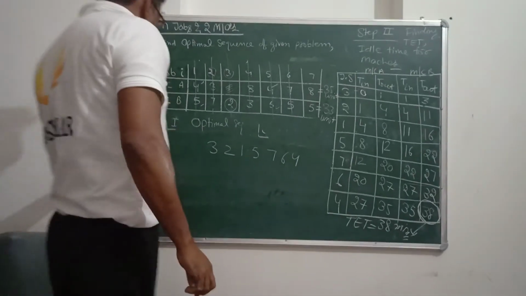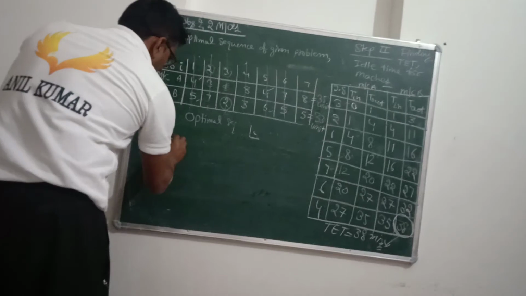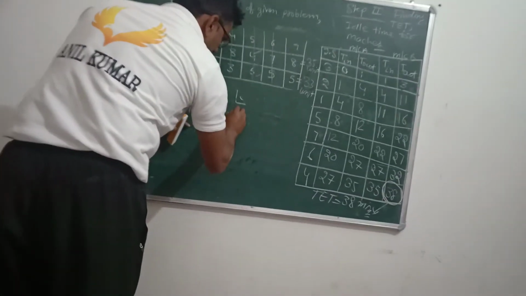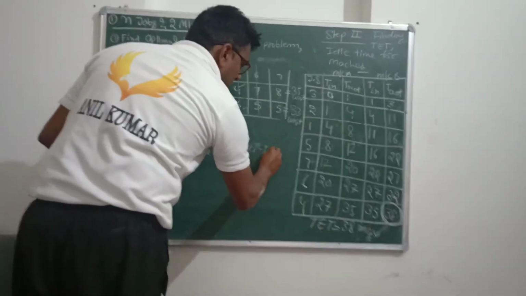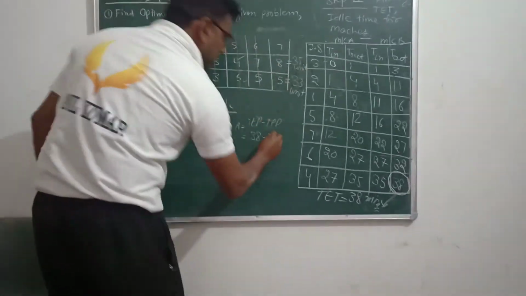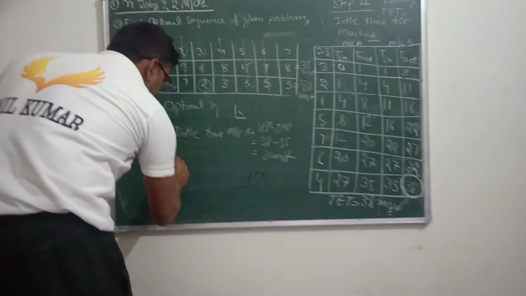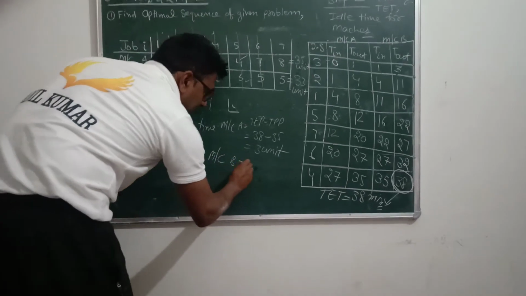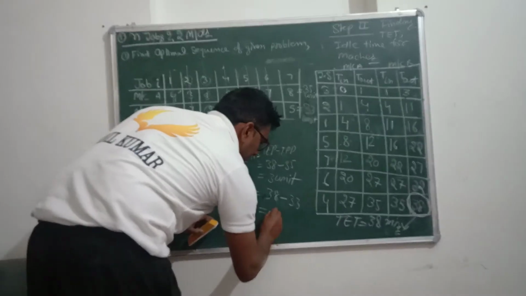Now step 3: idle time for machine A is the total elapsed time minus the total processing time. The total elapsed time 38 minus 35 is 3 units. Similarly, the idle time for machine B is 38 minus 33, that is 5 units.